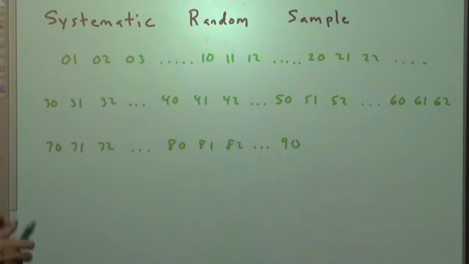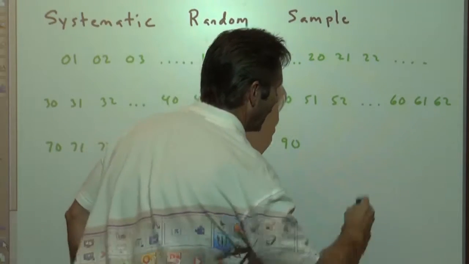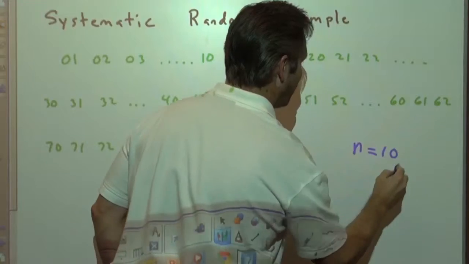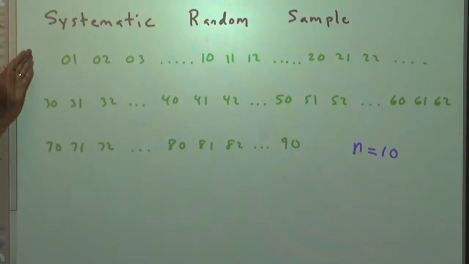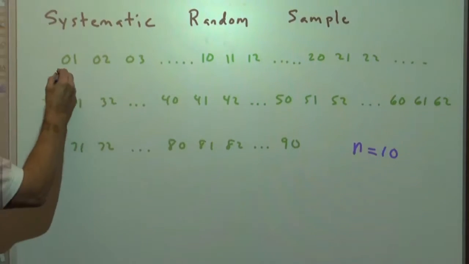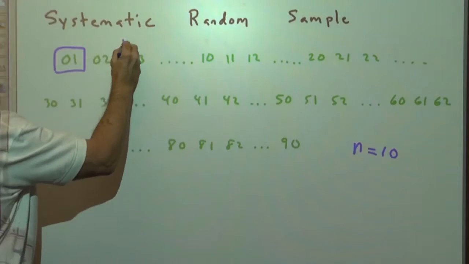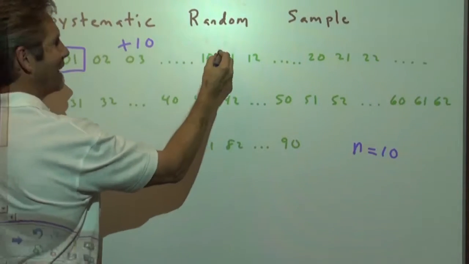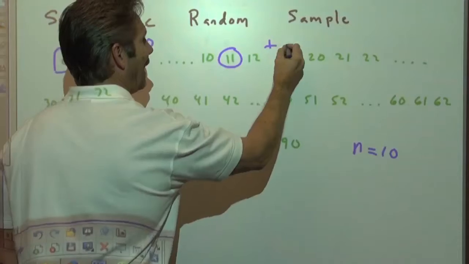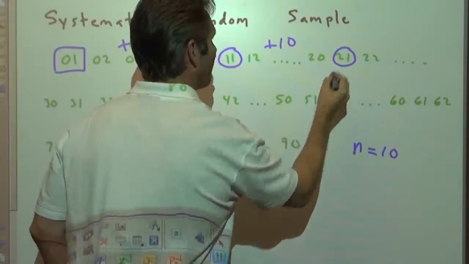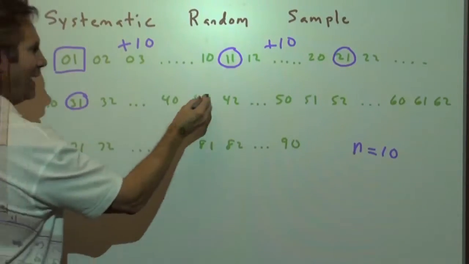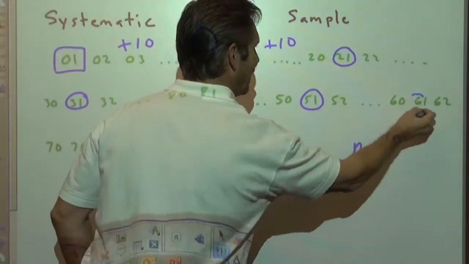Suppose we have 90 people and we want to take a sample of 10 of these people. Well, we can number them from 01 to 90. We can start with the first person and we can add 10 to that and get to the 11th person. Add 10 to that and get to the 21st person. Add 10 again and again and again.